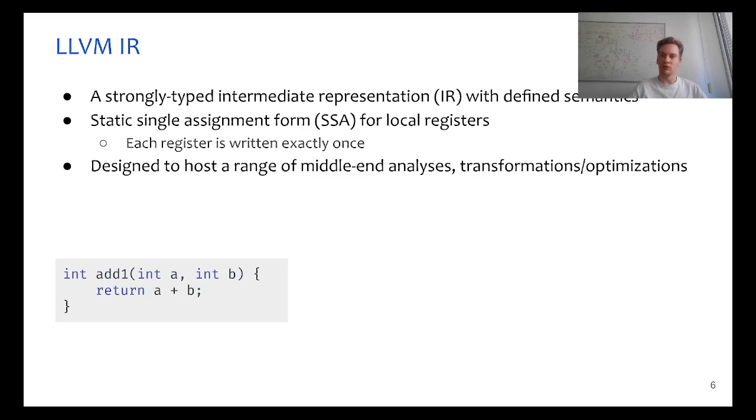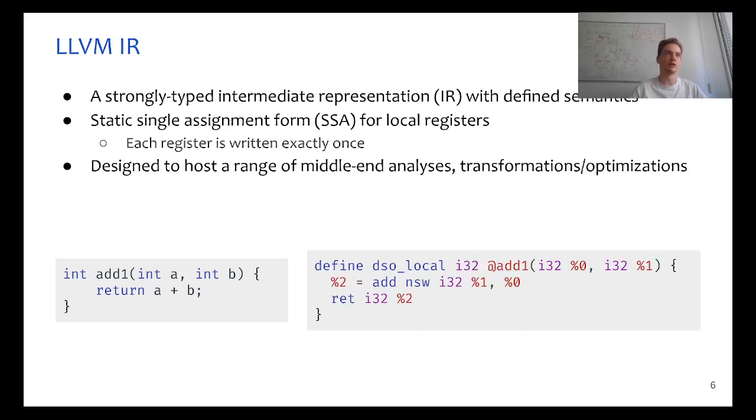So we can look at an example. You have this add function, which basically just sums two numbers and returns the value in C. And in LLVM, it looks quite familiar. You still have a function definition of this add function, which takes as an input two integers, adds them through an add operation, and then returns the value from that.